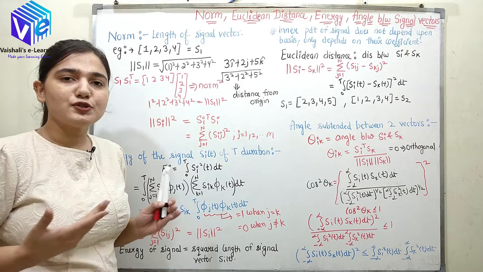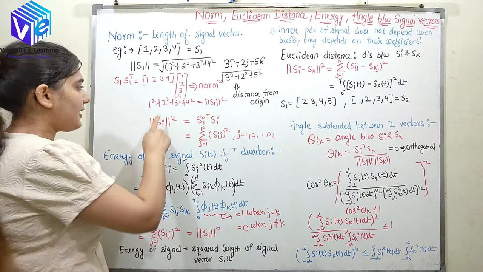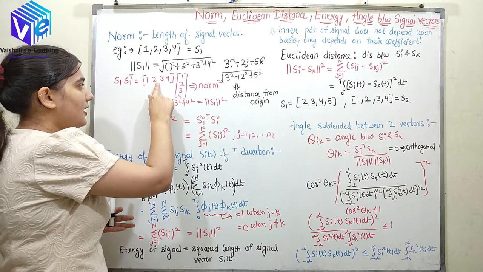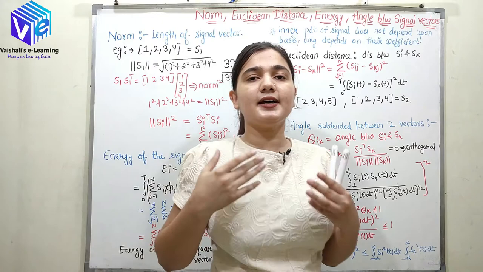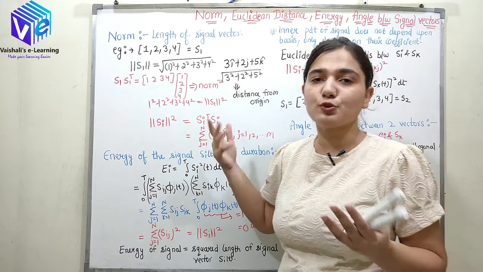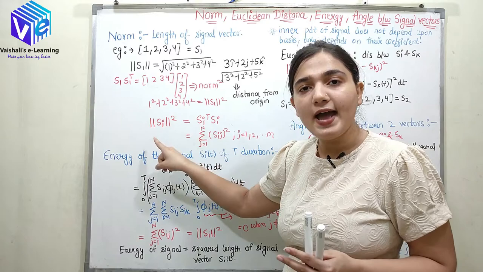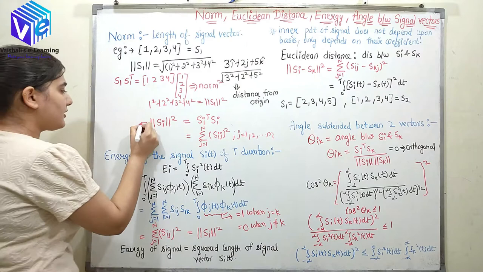Now I hope it is very clear. If I need to find out the norm square, I'll represent the signal in vector form, and now I'll be taking the transpose. I'll multiply the signal vector with the transpose vector and it is giving me the norm square. So it is very easy to find out the norm square. The norm square is the square of the distance from the origin. Now you should not get confused. It is the square of the distance from the origin.